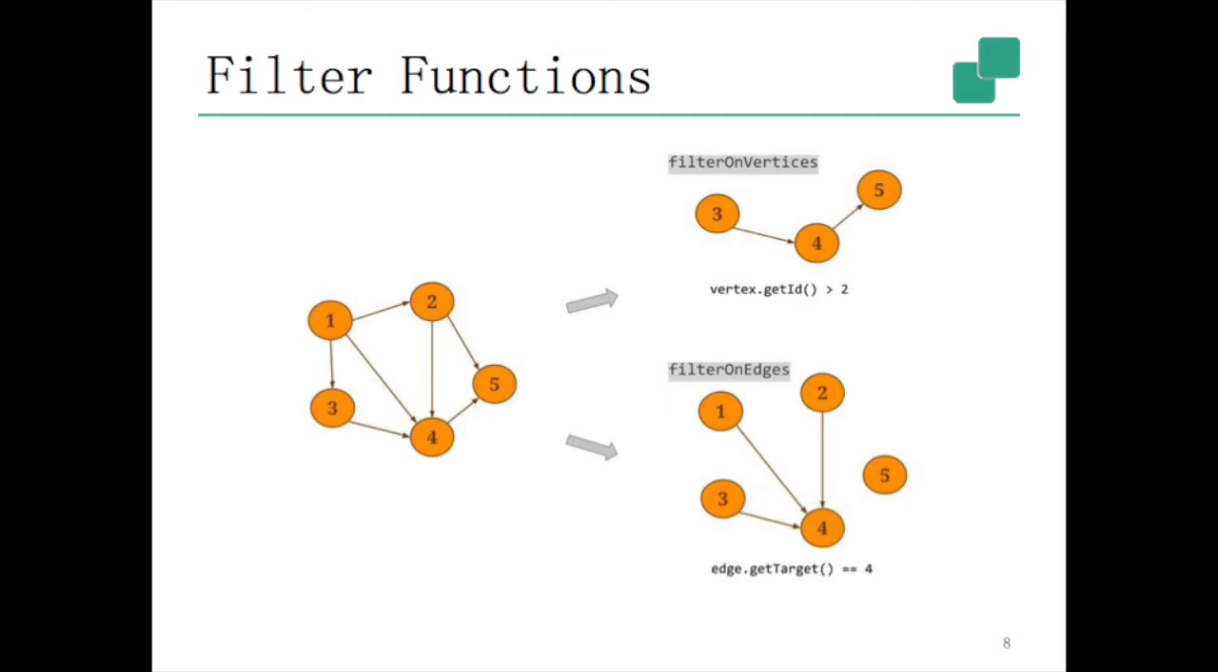And if we filter on edges, on the other hand, with the filter function edge getTarget equals 4, then what happens is that we keep only the edges that point to 4, and all of the others are deleted.